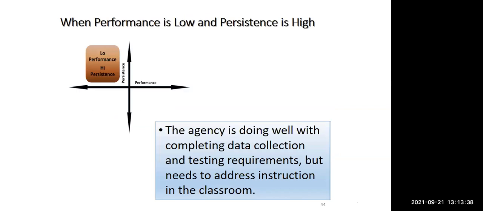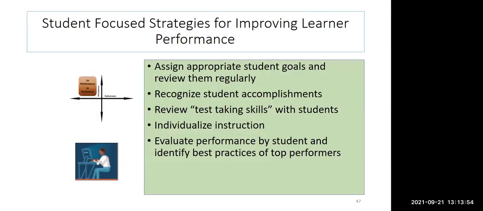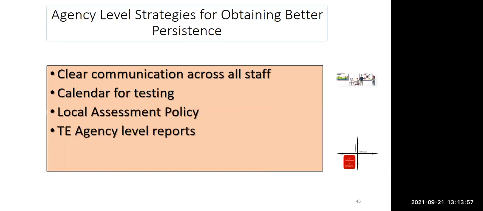Other times, performance might be low, but our persistence is actually good. If so, then we probably need to start looking at things like using assessment to improve instruction, looking at our lesson planning and curriculum, that is, improving instruction. Okay, so I don't want to read off this laundry list, but this is something I've talked about for a long time. To pick up on time, I'm just going to say we have agency level strategies and we have student level strategies to improve persistence. We also have agency level strategies and student level strategies for improving performance.